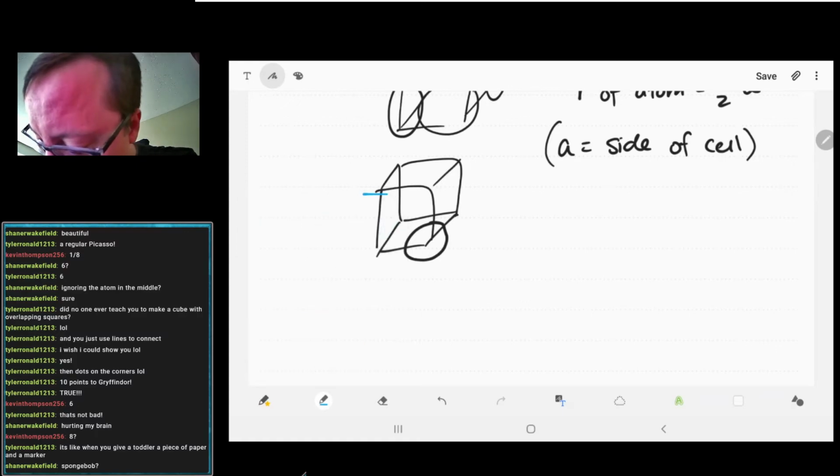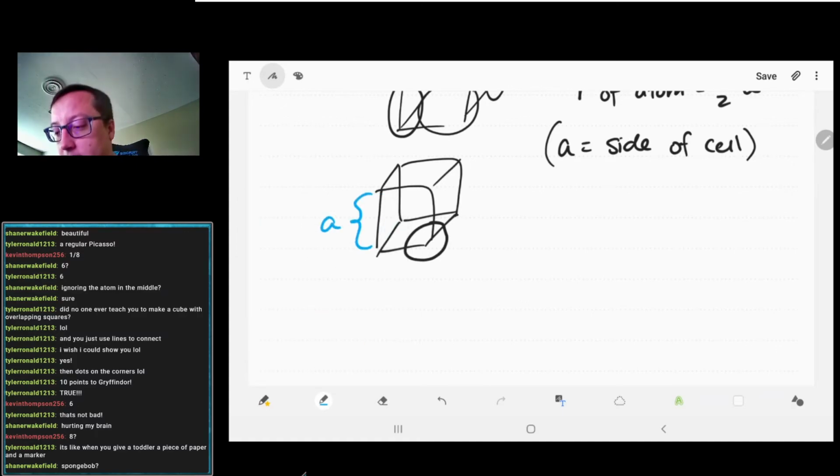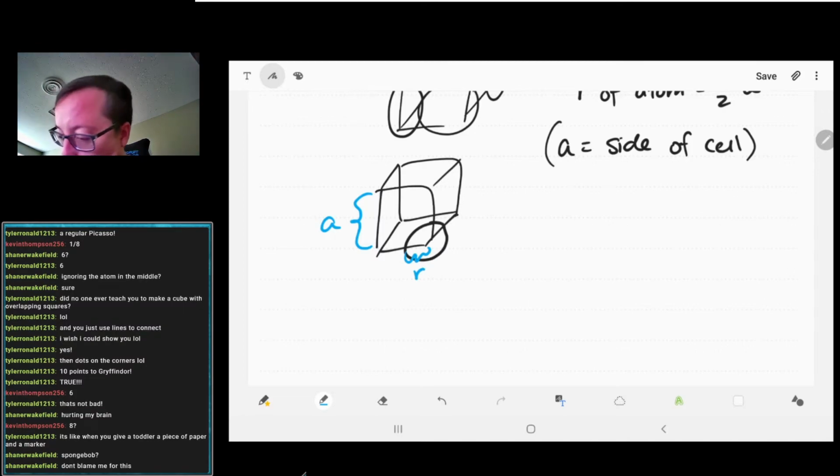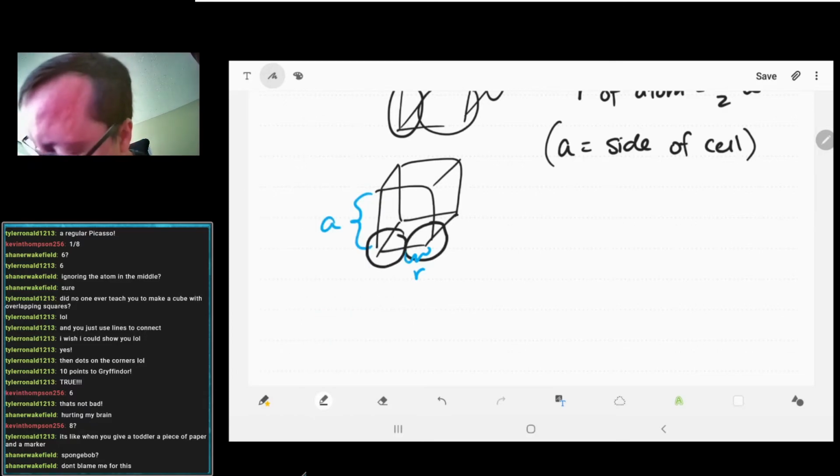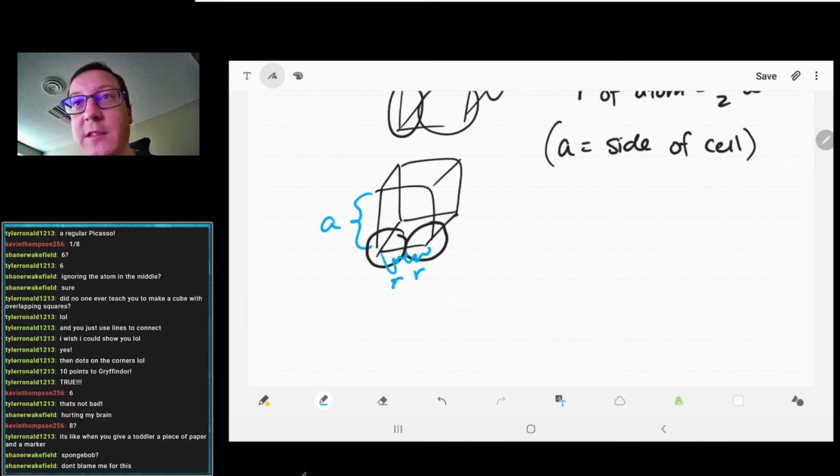So this distance we call A. And we are going to see that this distance is R. Right? So the radius of our atom there, two of these R's would be equal to A, right?